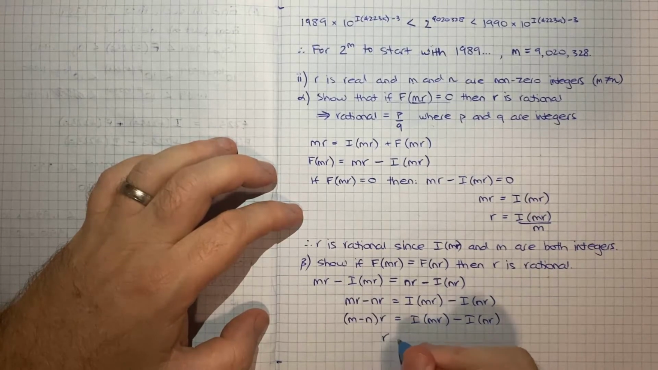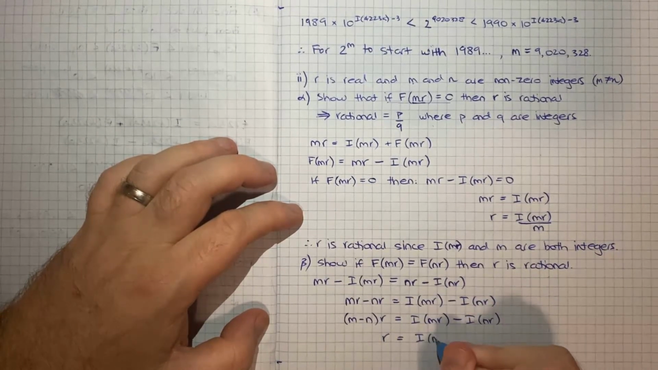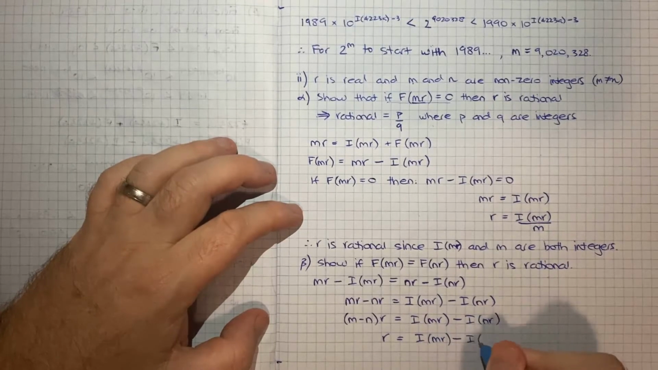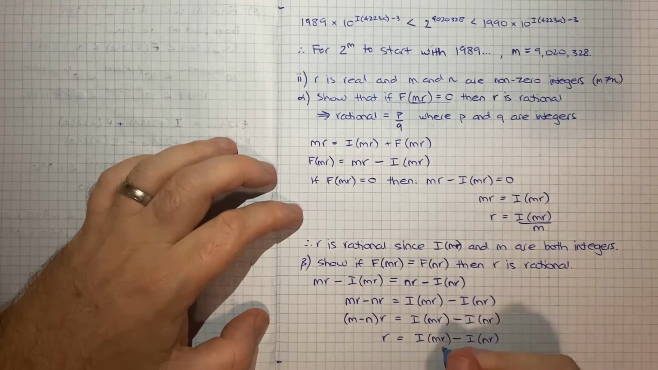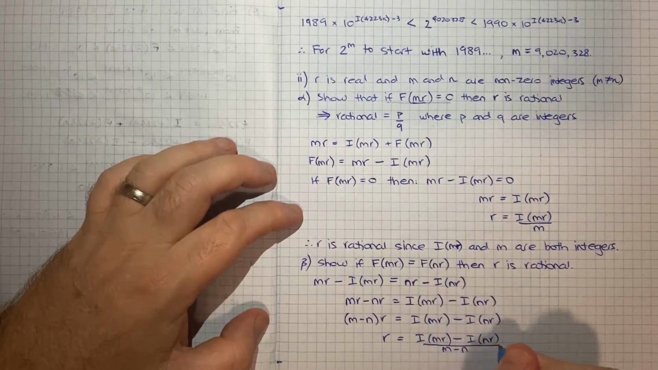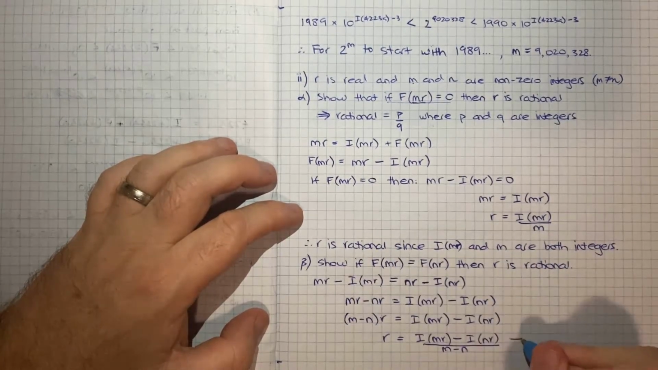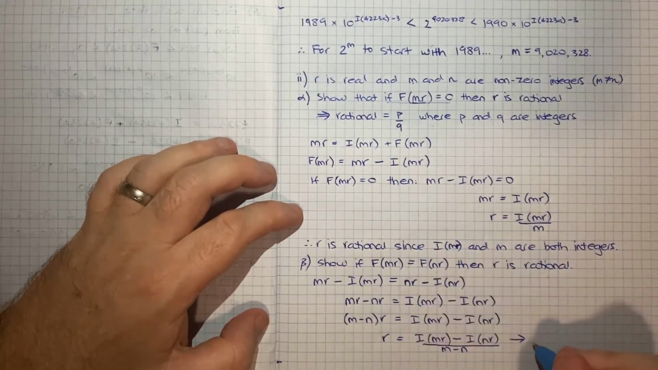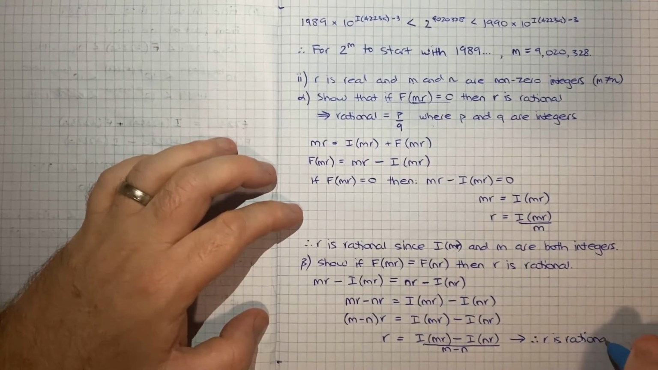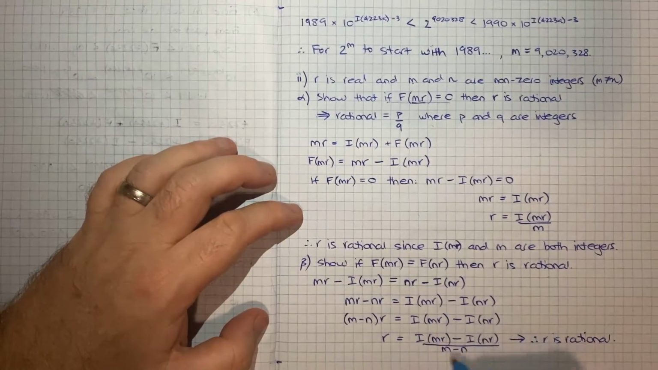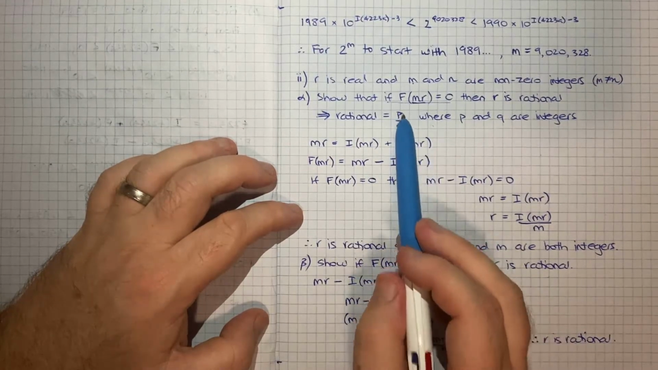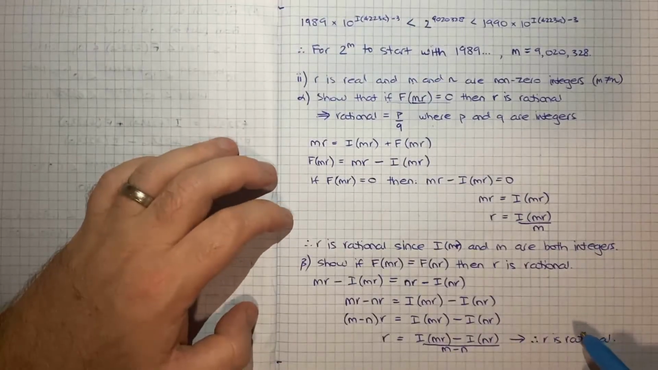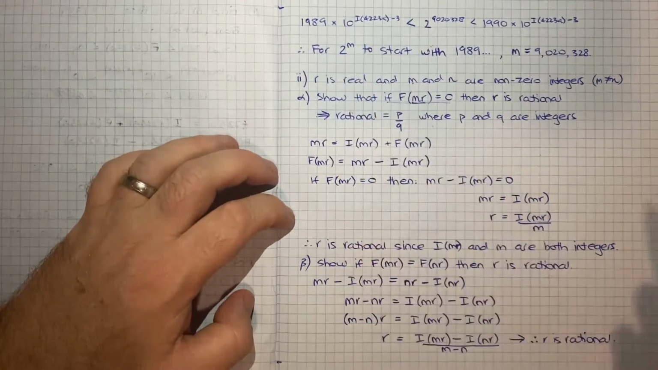So therefore R can be written as the integer part of MR minus the integer part of NR, divided by M minus N. And for the same kind of reasoning, we can say R is rational, since one integer minus another integer gives you an integer, and that's what we've got on the top and bottom. So here again, R is written as one integer divided by another. So that's part 2 done.